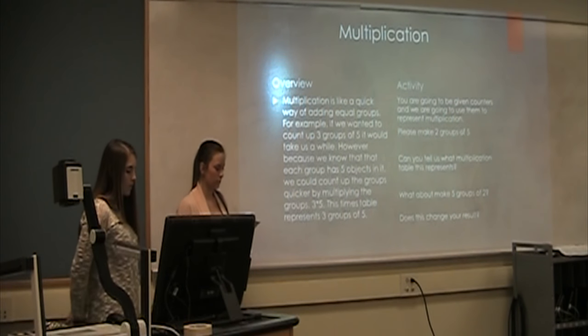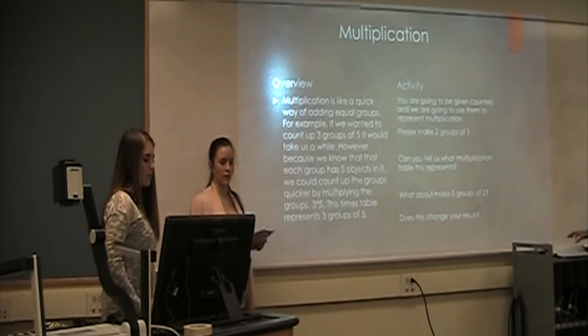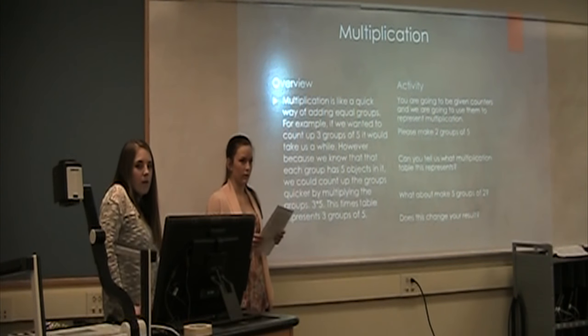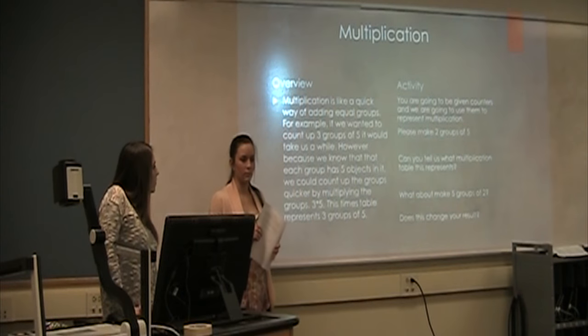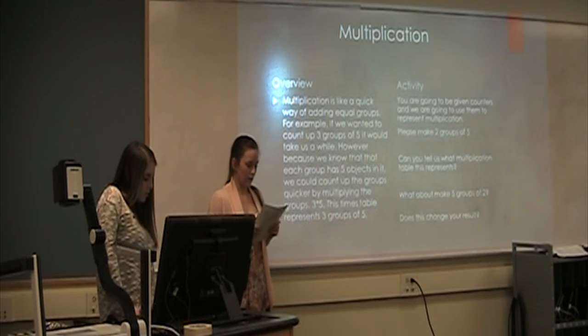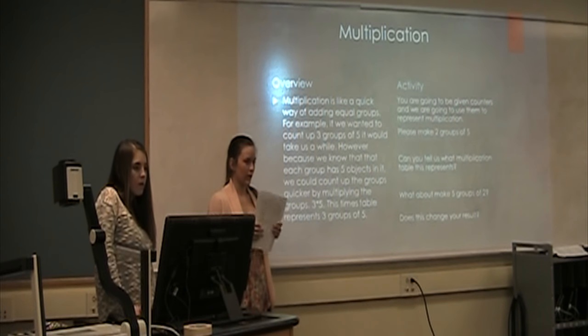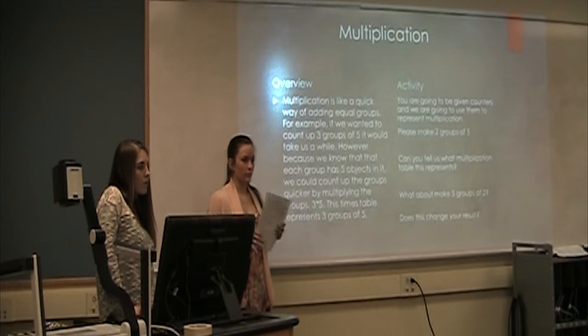Okay, so first off, multiplication is like a quick way of adding equal groups of individual objects. And so you guys have 10 M&Ms each, or you should, hopefully. And then to multiply, we want you to have two groups of 5. So if you could divide those equally. So multiplication is like having groups of equal objects.